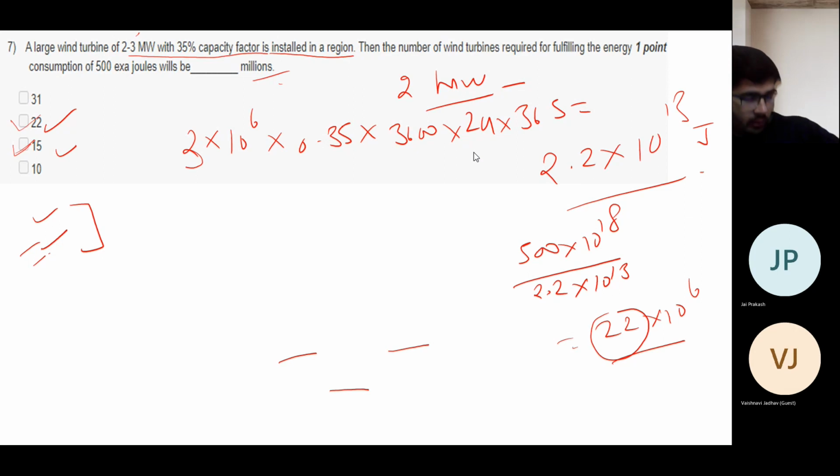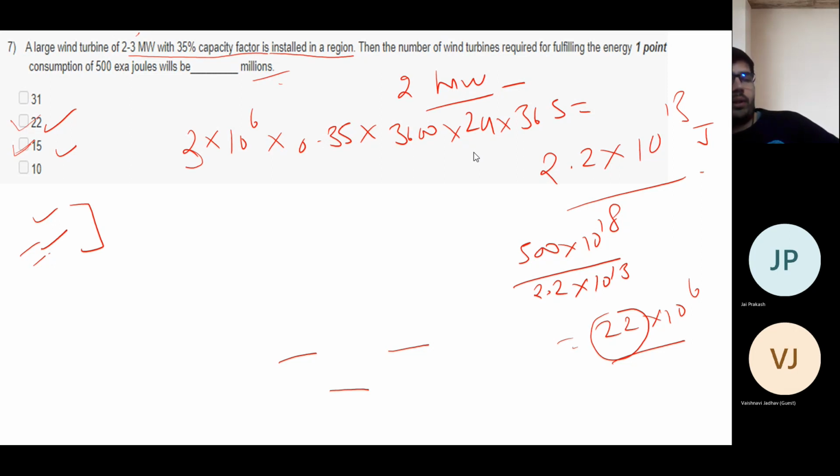Question number 7: a large wind turbine of 2 to 3 megawatt with 35% capacity factor is installed in the region. The number of wind turbines required for fulfilling the energy consumption of 500 exajoules will be? So first of all, you have to find out the energy in joules from one turbine. In the question, try to read carefully that 2 to 3 megawatt is mentioned. So either it can be 2 or it can be 3. So first find out the energy value from 2 megawatt, then find out the energy value from 3 megawatt.